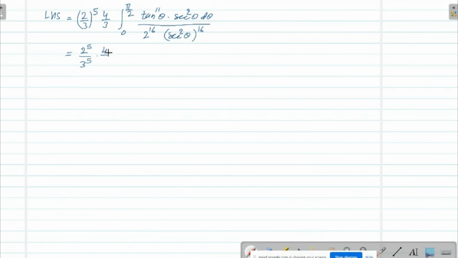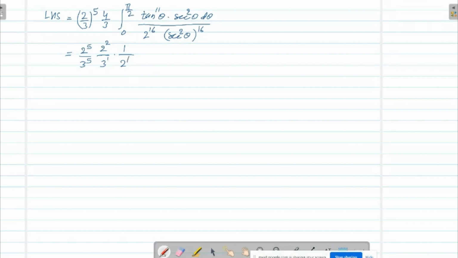How will I write 4? I will write 4 as 2 raised to 2. Just write down 4 as 2 raised to 2. So this equals 2 raised to 2, and here 3 raised to 1. Is there any change? No change. Now I am taking the constant term outside: 2 raised to 16 is constant.